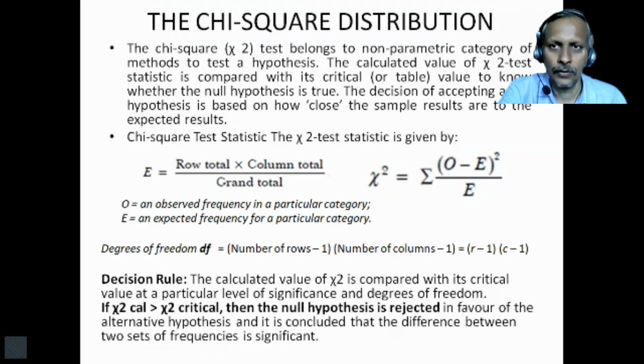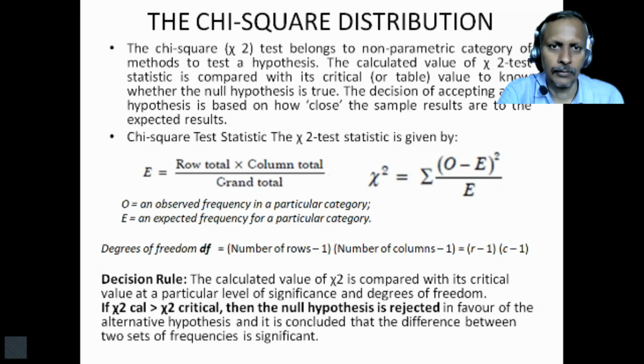The calculated value of a chi-square test statistic is compared with a critical value, or a table value, to know whether the null hypothesis is true or not. So we have two values: one is the critical value, which is available from the table, and another is the value which we calculate. We compare both and then try to prove or disprove the null hypothesis. The decision to accept a null hypothesis is based on how close the sample results are to the expected results. So for this, we need to calculate the table to calculate the chi-square value.